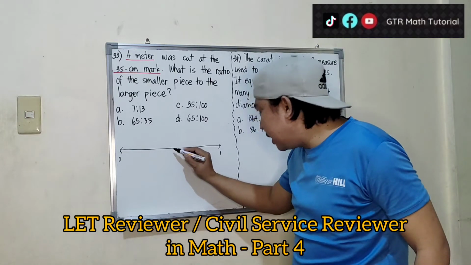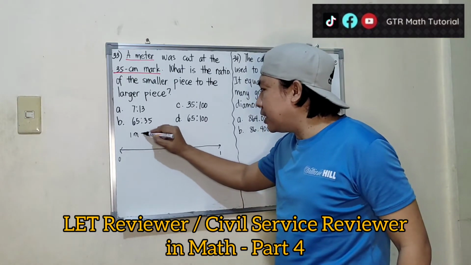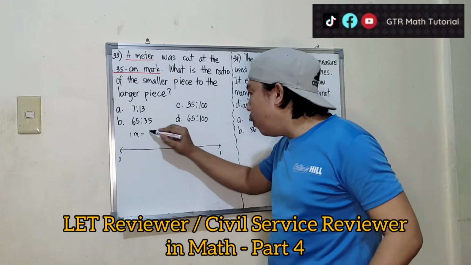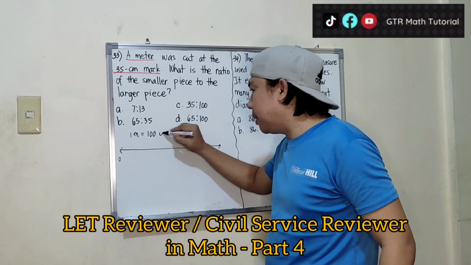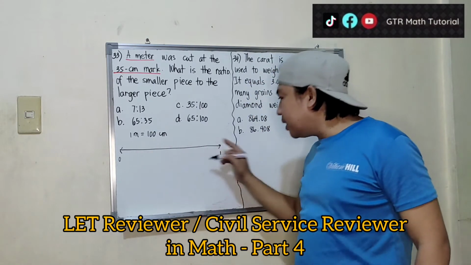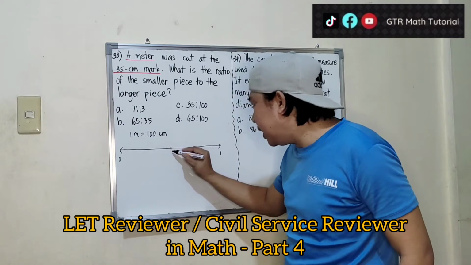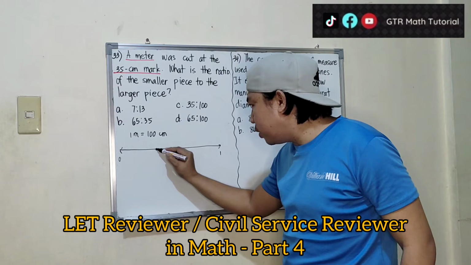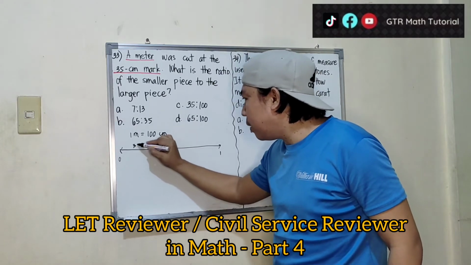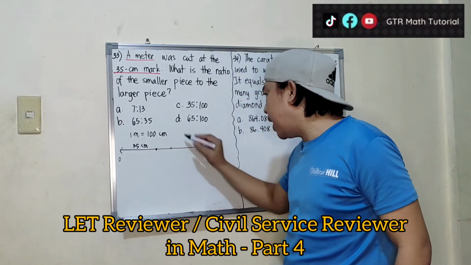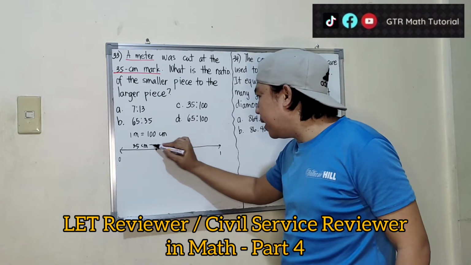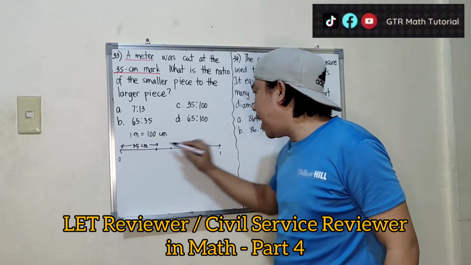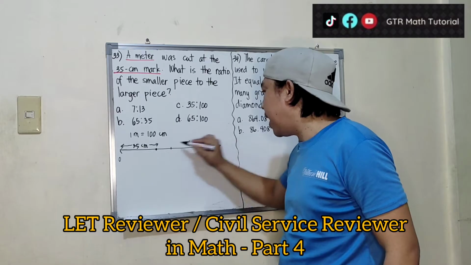So 1 meter, so that is equal to, ano ba yung conversion natin? 1 meter is equal to 100 centimeter. Okay, so 100 ito, so nasa gitna yung 50. So syempre 35, hinati daw sa 35. So ito yung 35 centimeter. So syempre 100 yan. Itong kabila ay 65. So, 65 cm itong kabila.